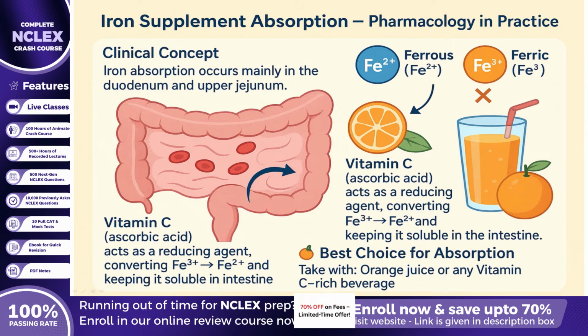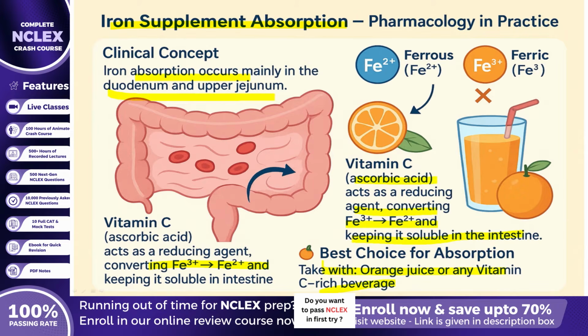Iron absorption primarily occurs in the duodenum and upper jejunum, and this process is highly dependent on stomach acidity and the chemical form of iron. The body absorbs ferrous iron, Fe2+, most efficiently, whereas ferric iron, Fe3+, is poorly absorbed. Vitamin C, also known as ascorbic acid, plays a critical role by acting as a reducing agent. It converts ferric iron to ferrous iron and maintains it in a soluble state even in the alkaline environment of the small intestine. This is why pairing iron supplements with vitamin C-rich beverages like orange juice significantly enhances gastrointestinal absorption and supports effective erythropoiesis, or red blood cell production.